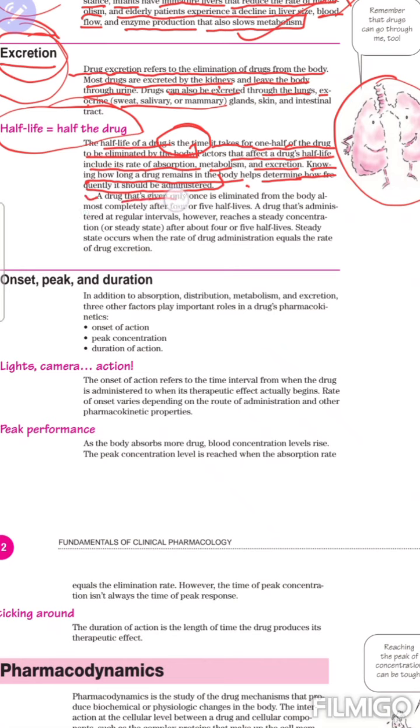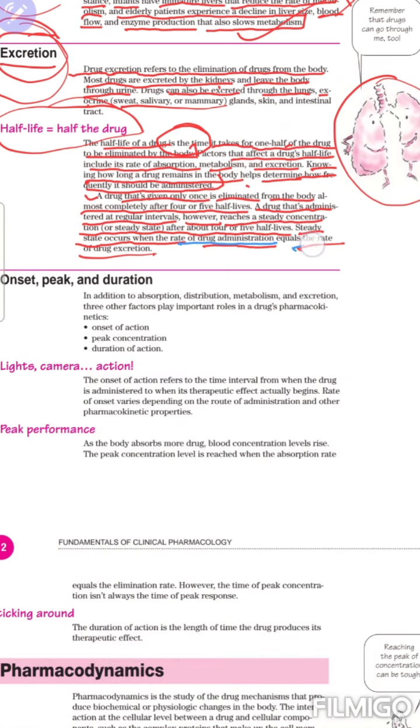A drug that is given only once is eliminated from the body almost completely after 4 or 5 half-lives. A drug that is administered at regular intervals, however, reaches a steady concentration, or steady state, after about 4 or 5 half-lives. Steady state occurs when the rate of drug administered equals the rate of drug excretion. What is the steady state? It's when the rate of drug administered is equal to the rate of drug excretion.